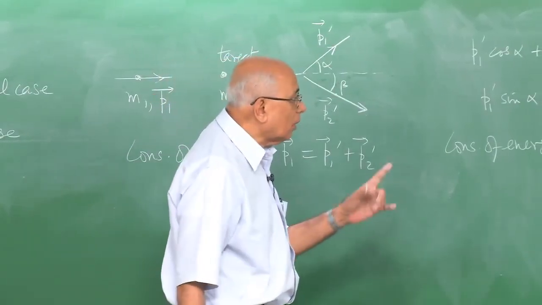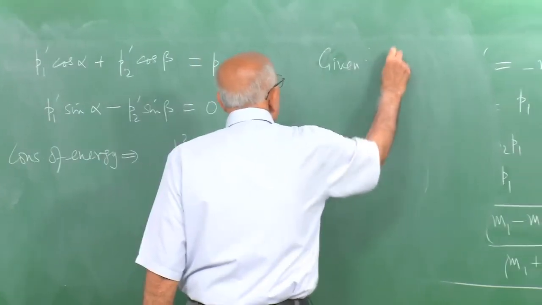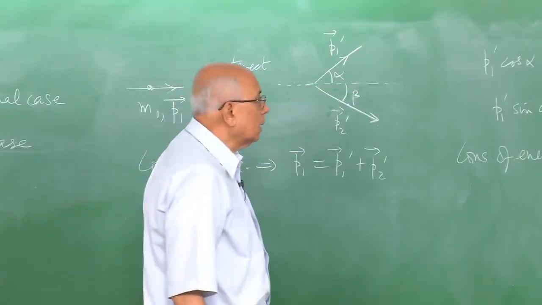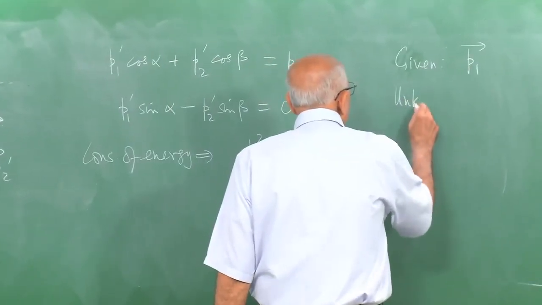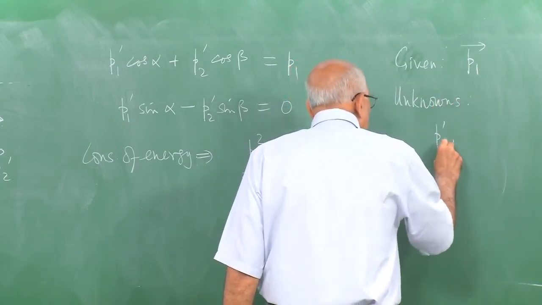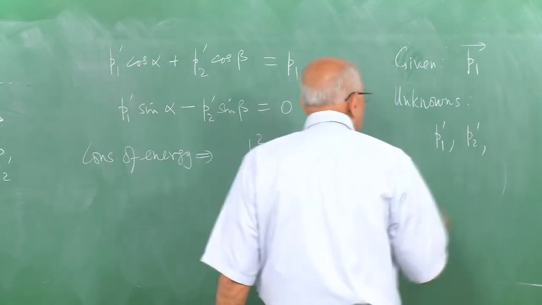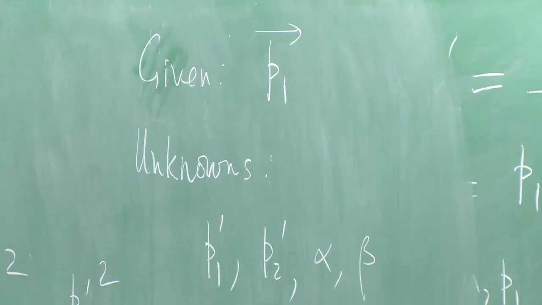Well, we have to take stock of how many unknowns there are. There are 4 unknowns. The given is P1. In fact, the vector P1 is given to you, and we've chosen the vector P1 to be along this direction here. So given that, we need to find the unknowns, which are P1 prime, the magnitude of particle 1's momentum, P2 prime, the magnitude of particle 2's momentum, alpha and beta. But we have only 3 equations.